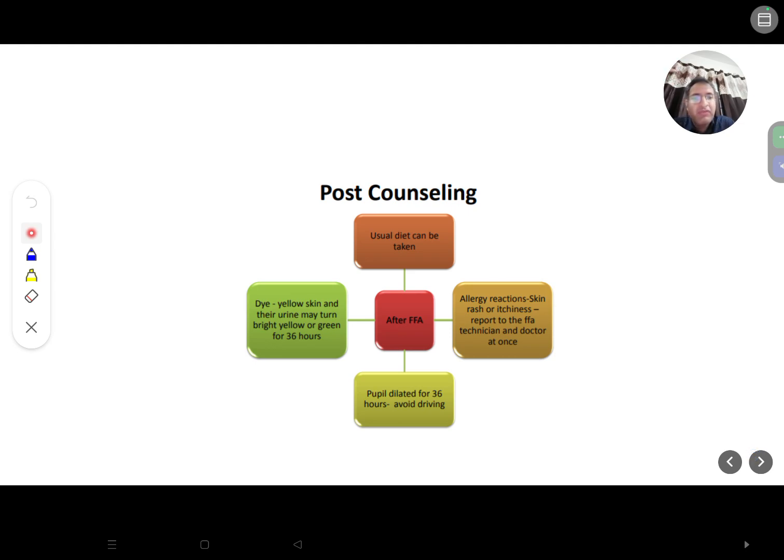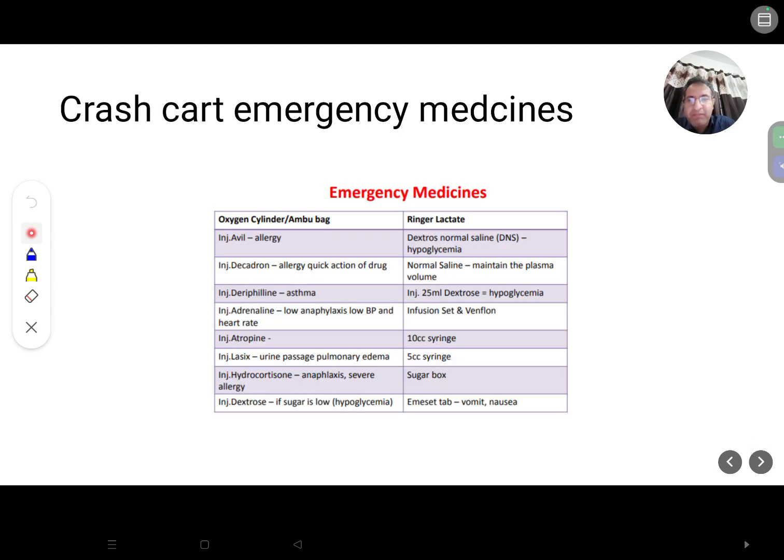After the procedure, usual diet can be taken. If any allergic reaction, skin rash, or itchiness is there, we have to inform the doctor at once, and the doctor can accordingly prescribe the medicines. We have to tell the patient to avoid driving for at least 24 to 36 hours as we have dilated the pupils, and there will be a yellow skin, and the urine might be yellow for the next 36 hours.